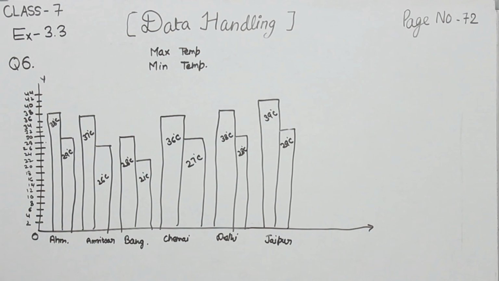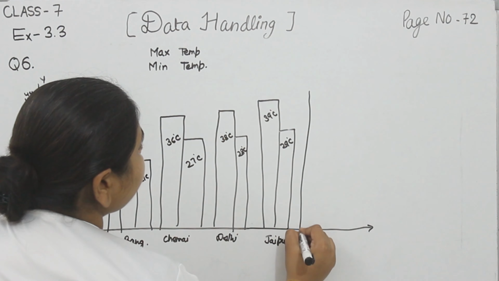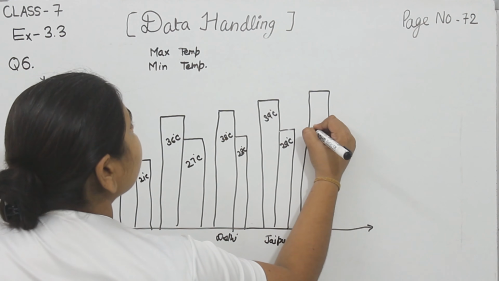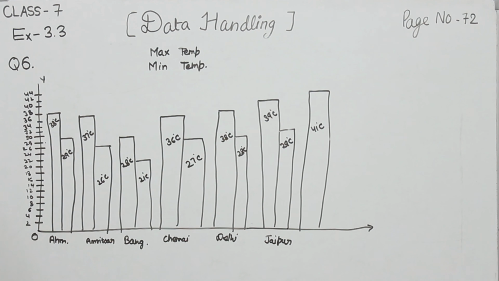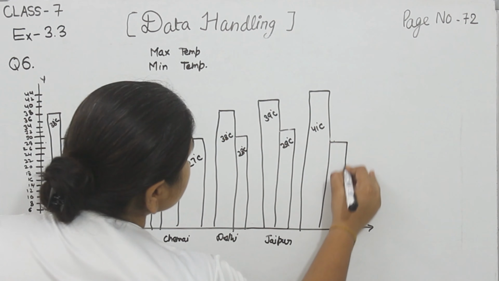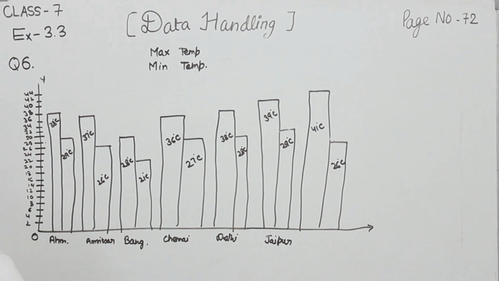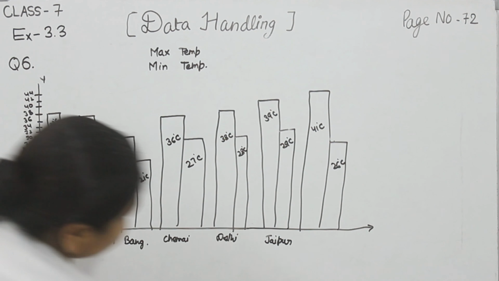Now come to the next city. It is Jammu, 41 and 26. Now this one is the 40 and this would be 41. So this one is 41 degrees Celsius, the maximum temperature, and the minimum one is 26. This is 26 degrees Celsius, and this one is the temperature of Jammu.